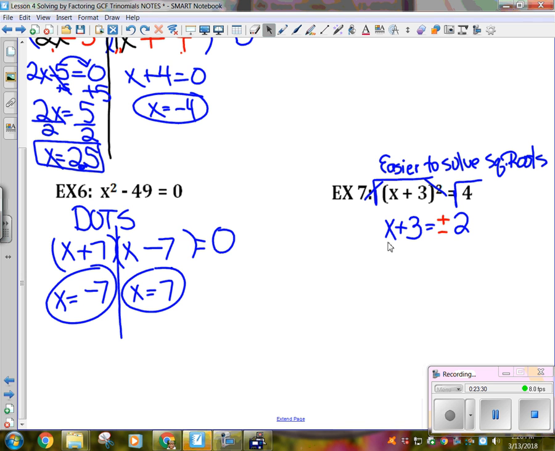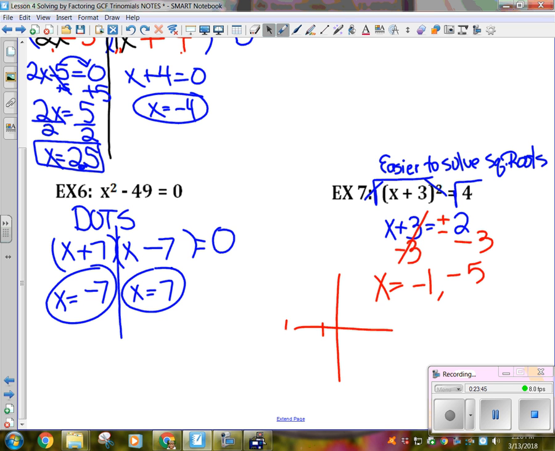To finish this one, I'm going to subtract 3 from both sides. So I'm going to look at positive 2 minus 3, which is negative 1. I'm going to look at negative 2 minus 3, which is negative 5. This parabola crosses at negative 1 and negative 5.